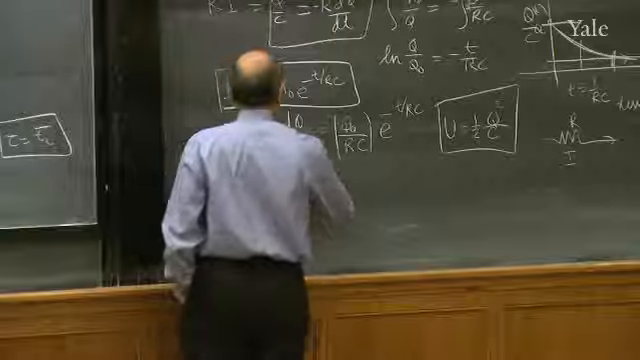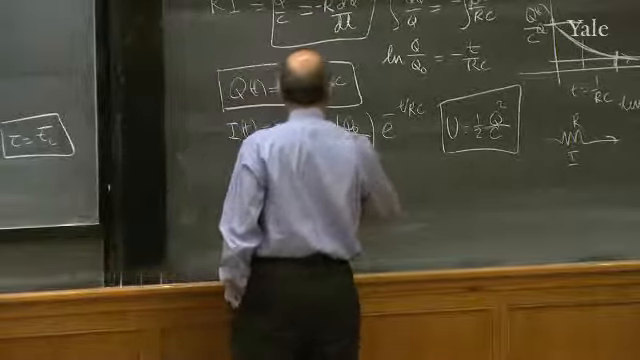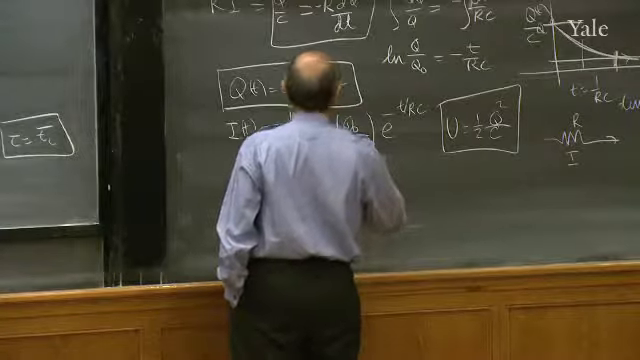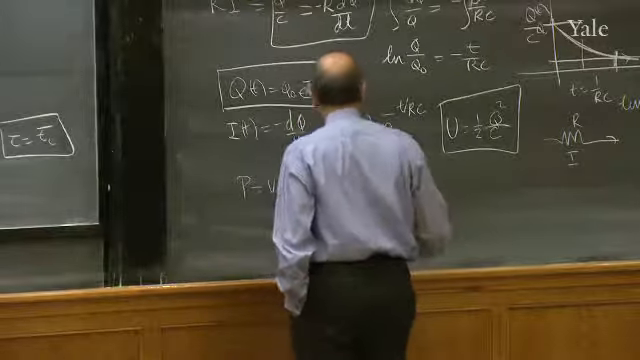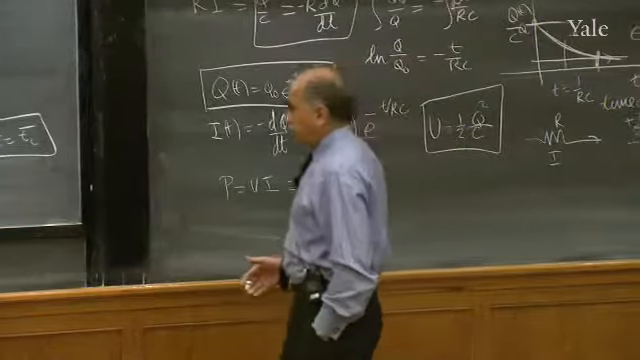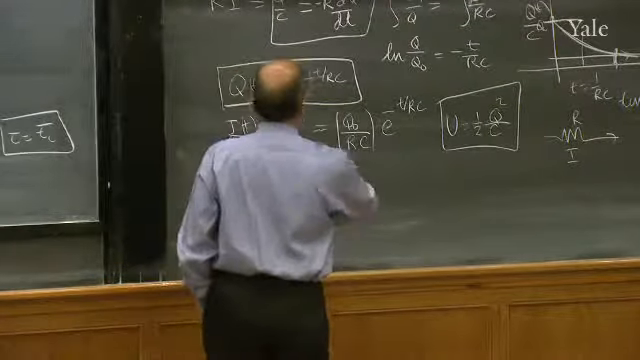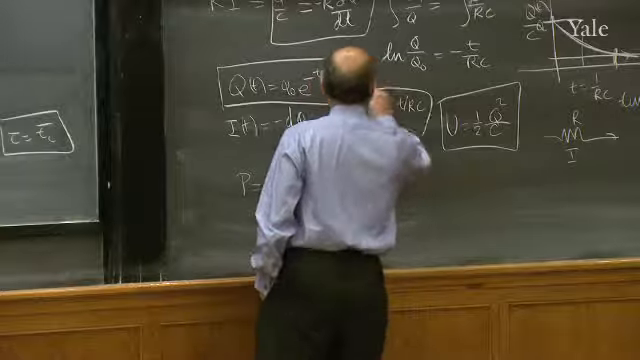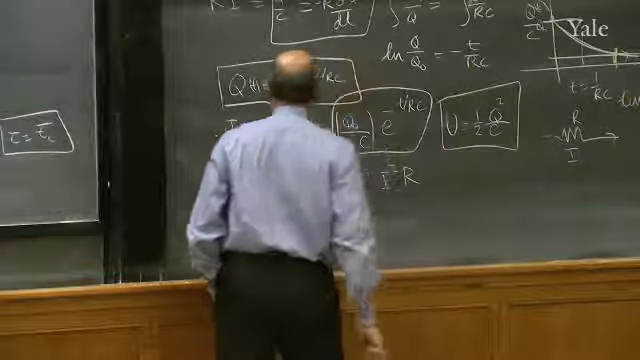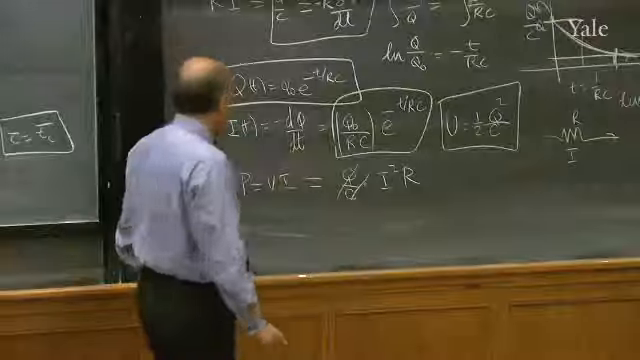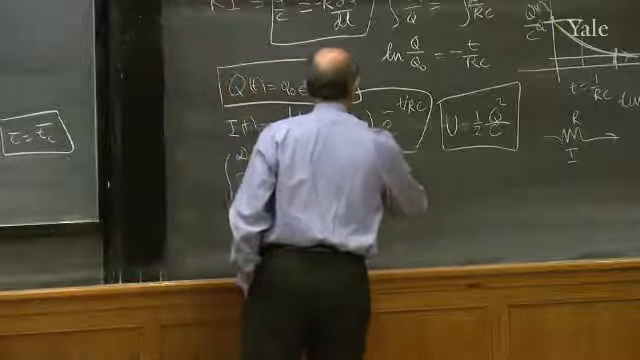So in this problem, V is Q over C. Okay, I want to first find the current. Oh yeah, I'm sorry, that's an easier way to do this. Instead of writing VI, let me write it as I squared R, because V is IR. So I want to integrate from 0 to infinity the quantity I squared R.